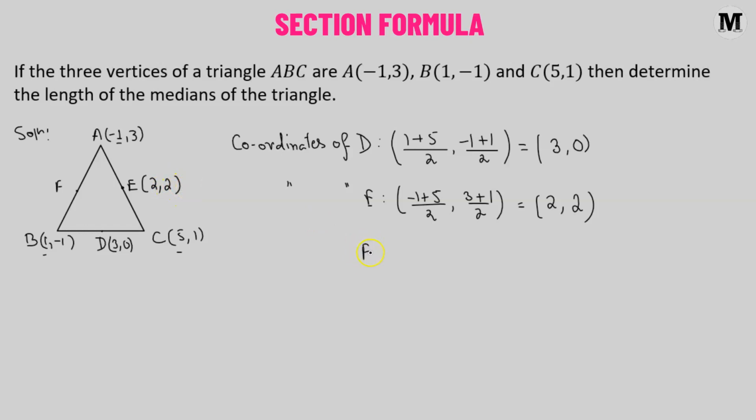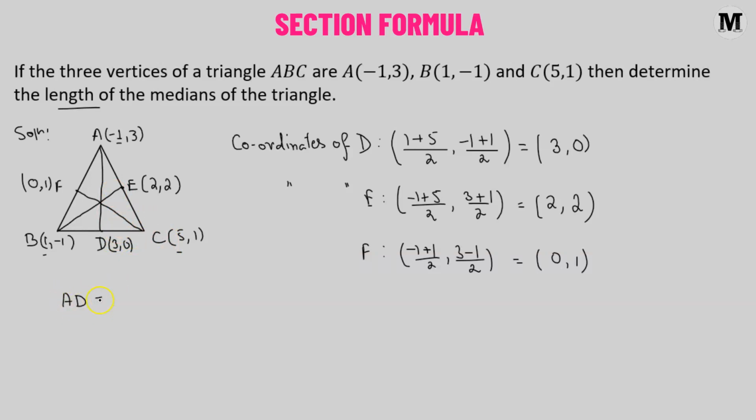And finally, we obtain the coordinates of the midpoint of AB, which is F. We have -1 added to 1 divided by 2, and we have 3 minus 1 divided by 2. So this is going to be equal to 0, 1. So that's the coordinates of the midpoint F of the side AB. Now our goal will be to find out the length of the medians. A median is defined by joining a vertex to the midpoint of the opposite side. When we join A and D, this is going to be the median AD. Similarly, we can join B and E, and then we're going to join C and F. So let's find out the length of each of AD, BE, and CF by using the distance formula.